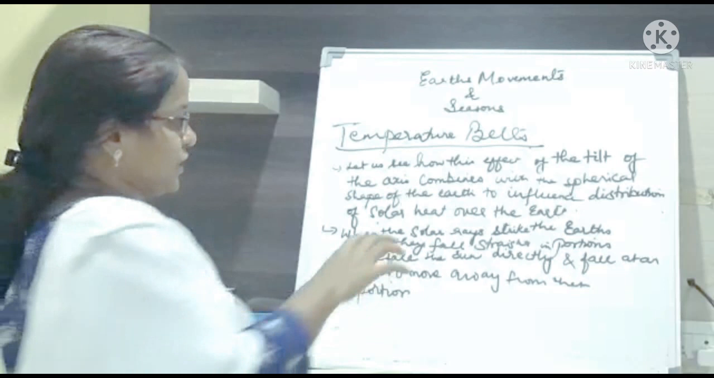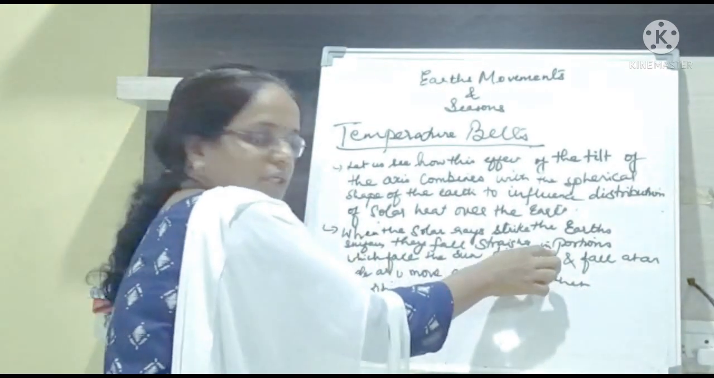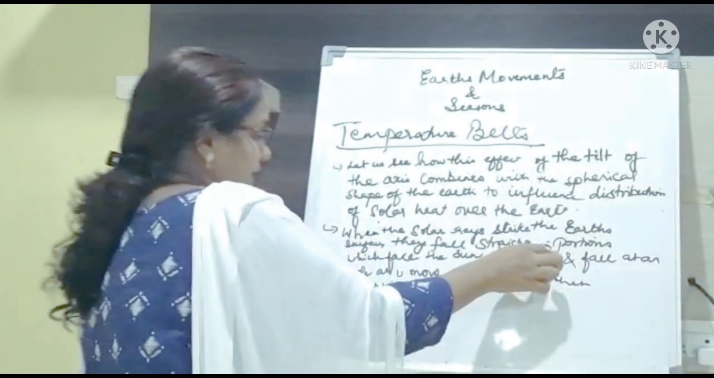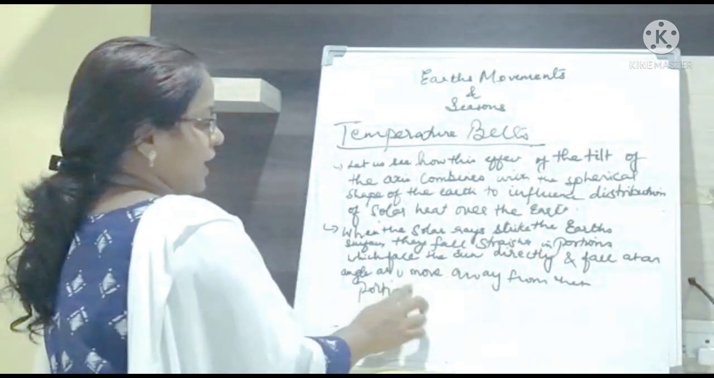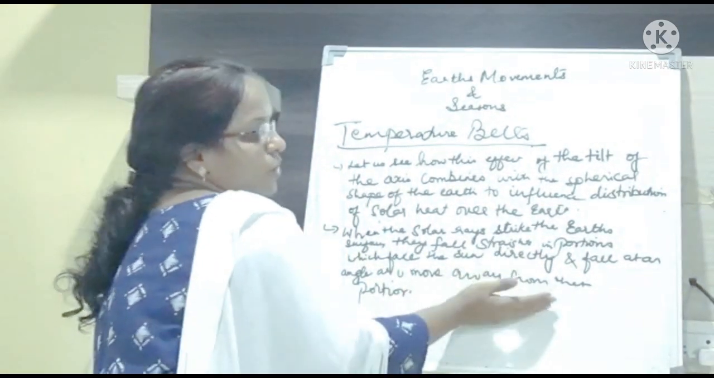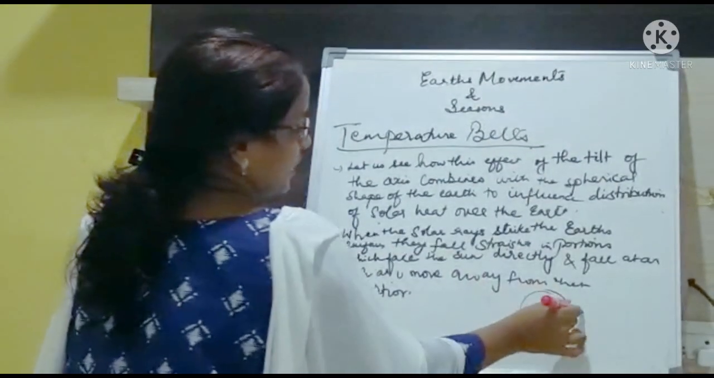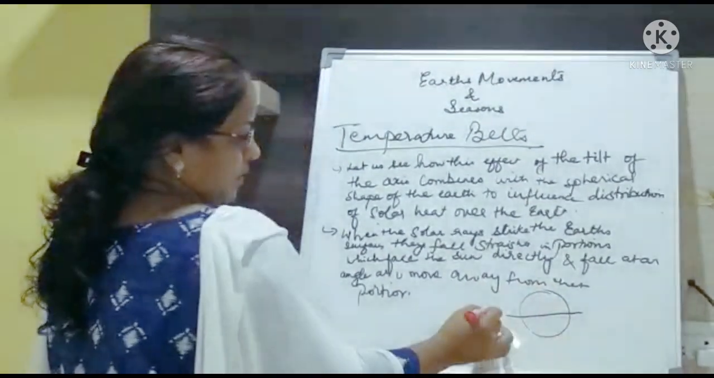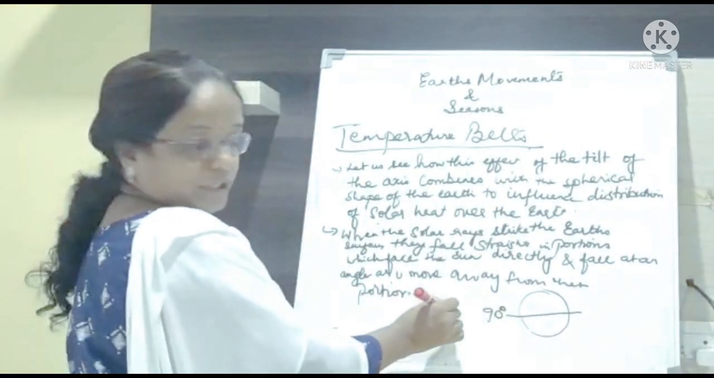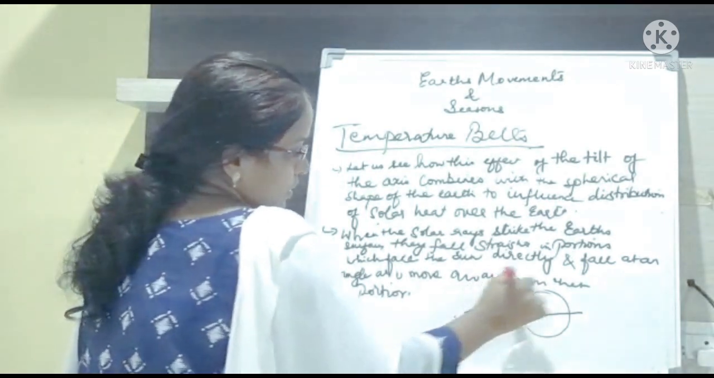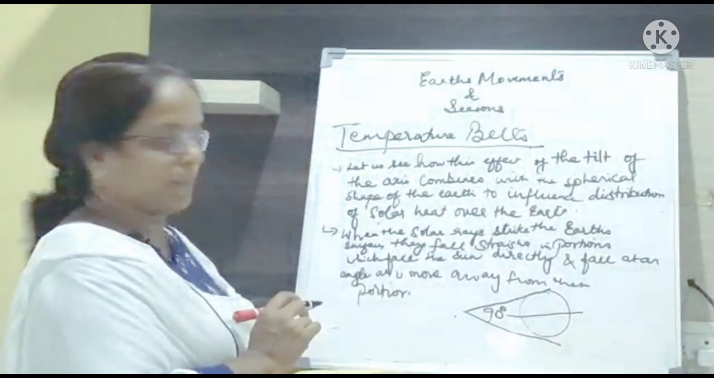When the solar rays strike the earth's surface, they fall straight in some portions, as we have discussed, vertically making a 90 degree angle, which face the sun directly, and they fall at an angle as you move away from that portion. See this. Imagine this is the equator: at 90 degrees here the overhead sun is falling vertically, while on the poles it is slanting. I hope you got my point.